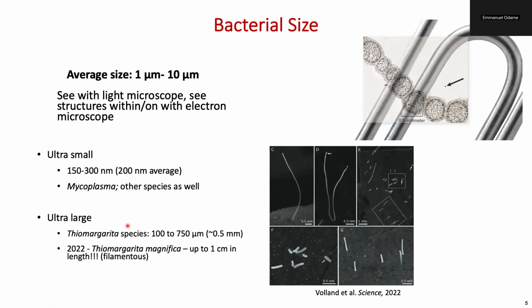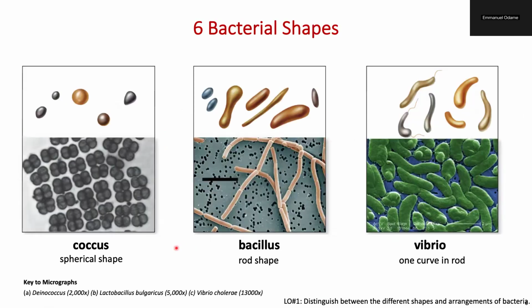An example is the Thiomargarita species. Here you can actually see them. These are macroscopic, so you can basically see how long they are. They're actually longer compared to what we see here, and sometimes they can be seen with the naked eye. This is the macro group, the Thiomargarita species.